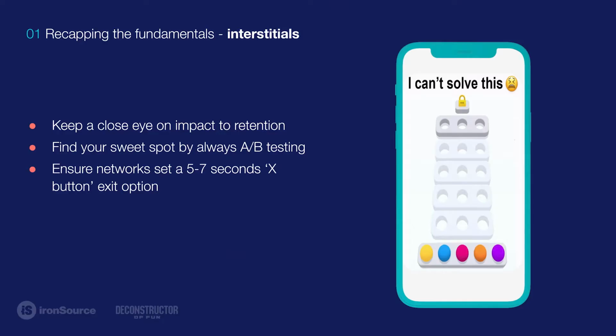And one tip that I can give you guys from the industry and from my experience is that it helps a lot if you make sure that all of the network partners that you're working with have a setup of 5 to 7 seconds X button exit for the interstitials. Why? Because interstitials will hurt your retention, but sometimes they hurt a lot more than they should because some networks have by default a 15 to 20 second long interstitial ad, and this isn't the industry best practice. So just make sure to communicate to all of your partners and to have the right setups done on your networks.